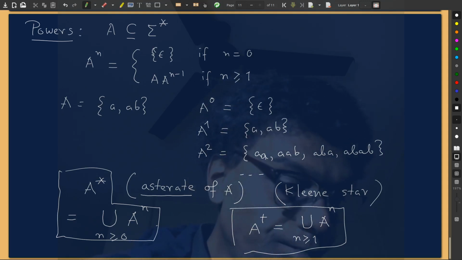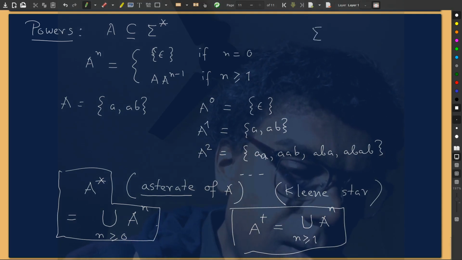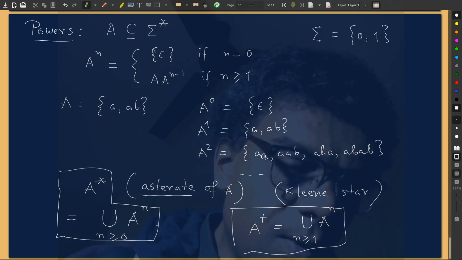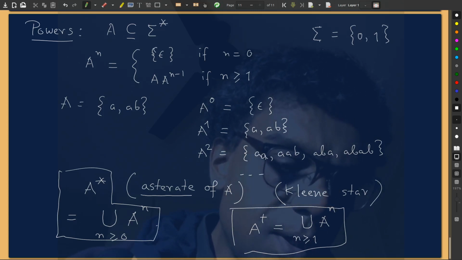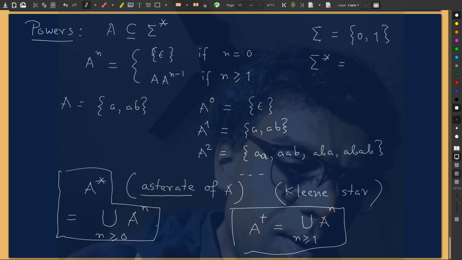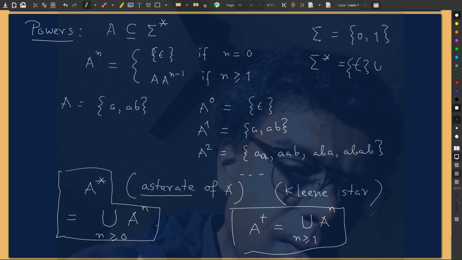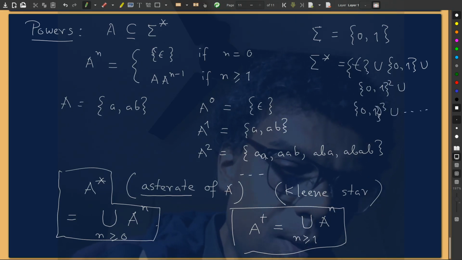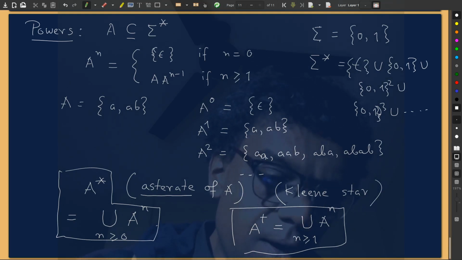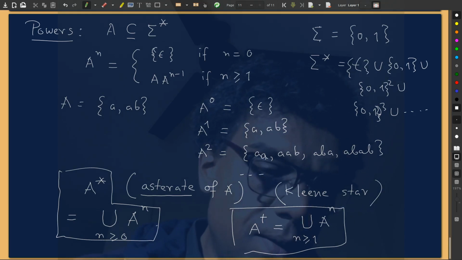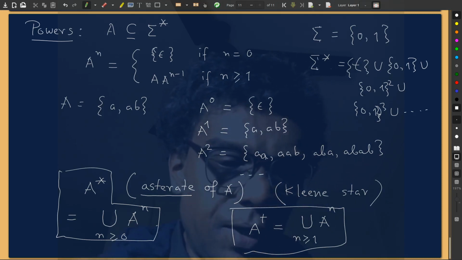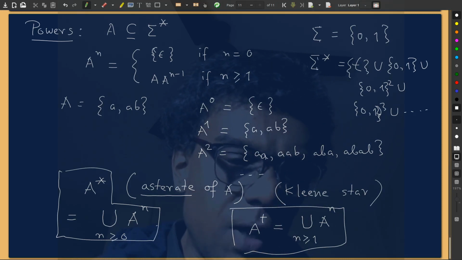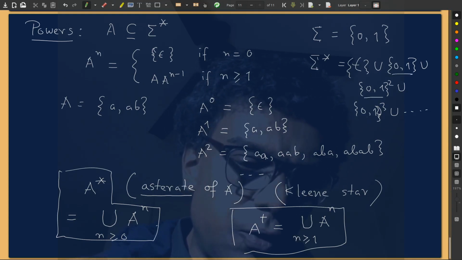So, recall that we have defined sigma star. Given sigma is this, now sigma itself is a language, right? Because 0 and 1 are strings of length 1. Okay, maybe this alphabet. Sigma star is nothing but the empty string set, union sigma, union sigma squared, and so on. So with respect to this new definition of star and the old definition of sigma star, there is no problem. Okay, these are perfectly consistent. So this is a string of length 0, these are all strings of length 1, these are strings of length 2, strings of length 3, and so on.